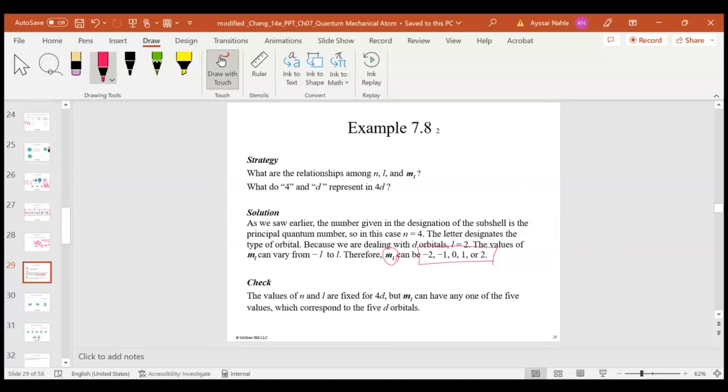And where are they saying things in here? Solution. N equal to how much? N is equal to 4. That's a 4D in here. Okay? It goes from minus L to plus L. L goes from 0 to 3. Now they took the one that is 2. If it's 2, the ML will be from minus 2 to plus 2. If it is 0, it goes from 0 to 0.